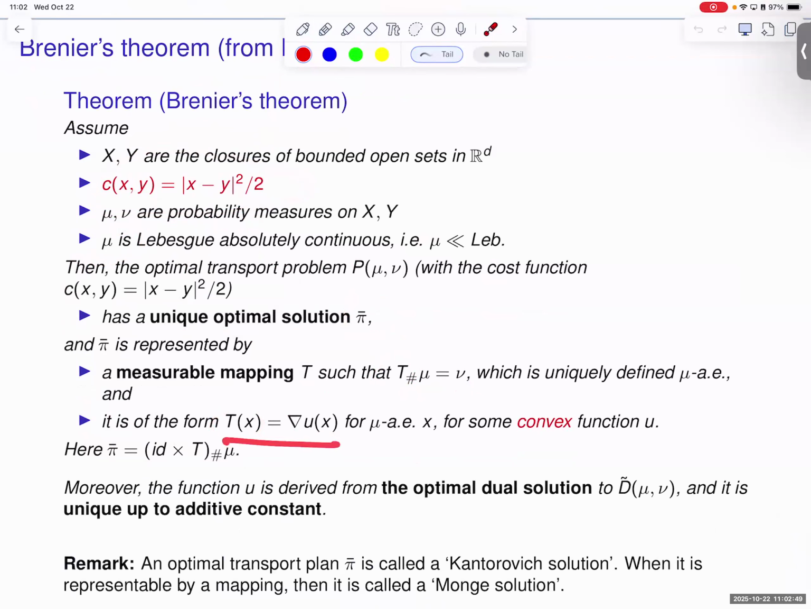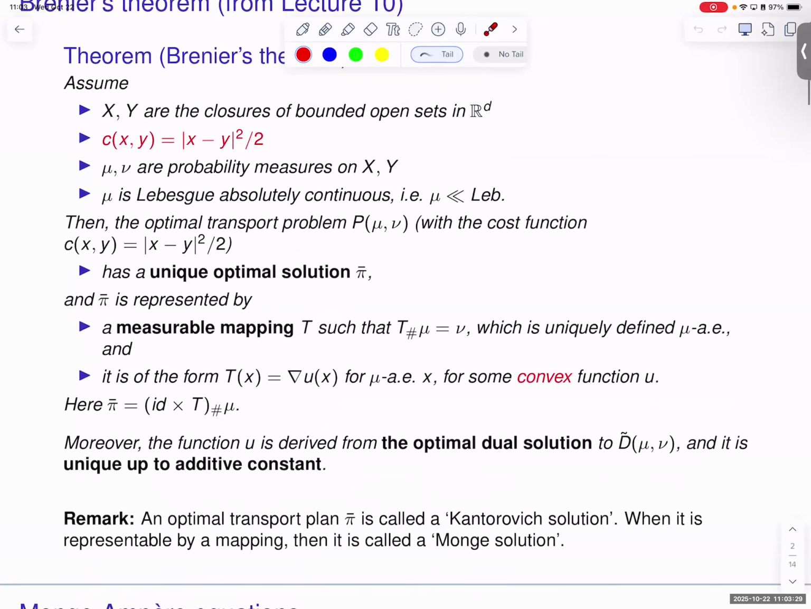Here the convex function may not in general be differentiable, but at least for a bounded target domain, we see that the function u is Lipschitz, so it is differentiable almost everywhere with respect to Lebesgue. With the absolute continuity of mu, differentiable almost everywhere with respect to Lebesgue implies differentiable almost everywhere with respect to the mu measure. So that's why we can write this. This is called the Monge solution.